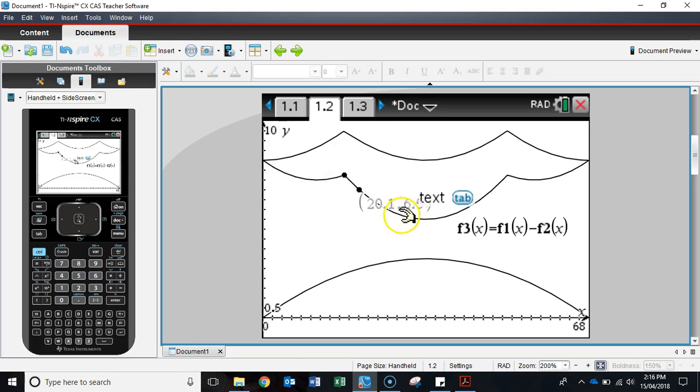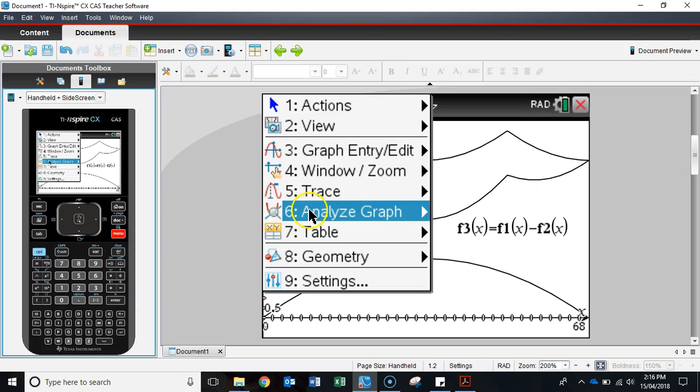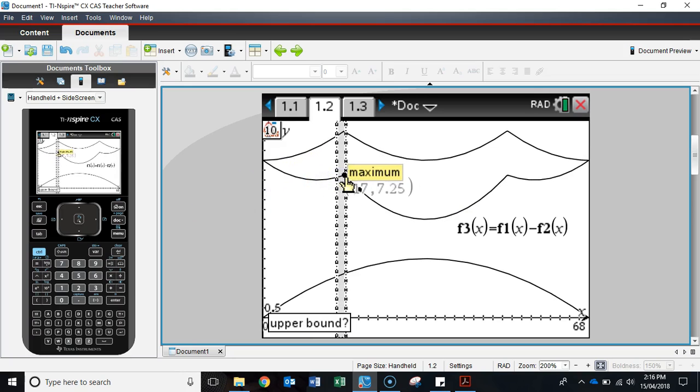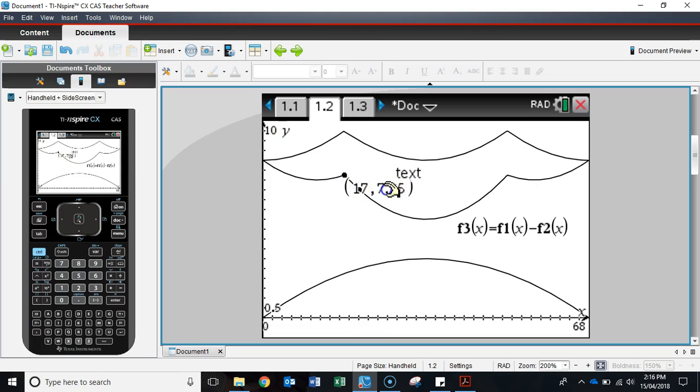Oops, why have I got a funky value there? That's wrong. Try again. Maximum, I must have pressed minimum. Maximum between here and here, and that's it. It's better. And I get 7 1/4 for that distance here, or 7.25 meters.